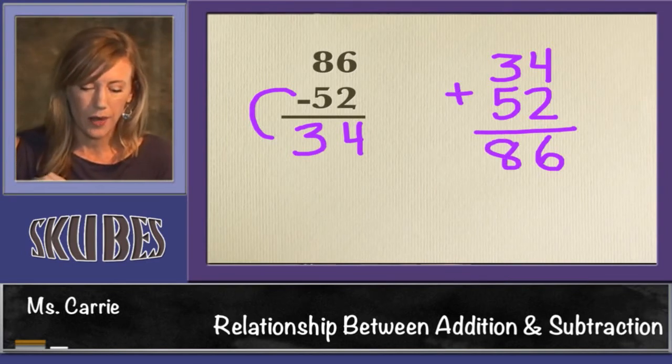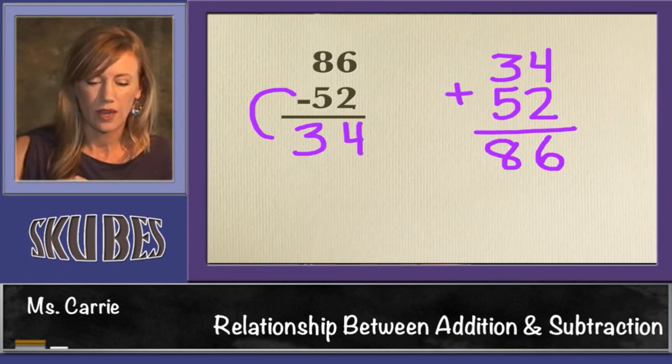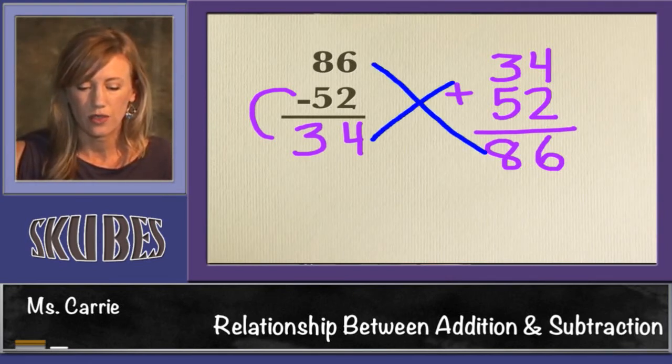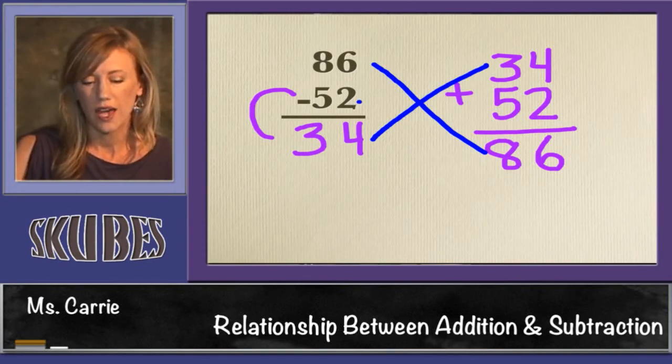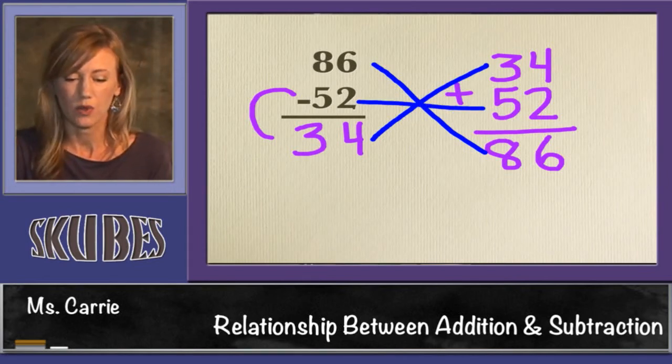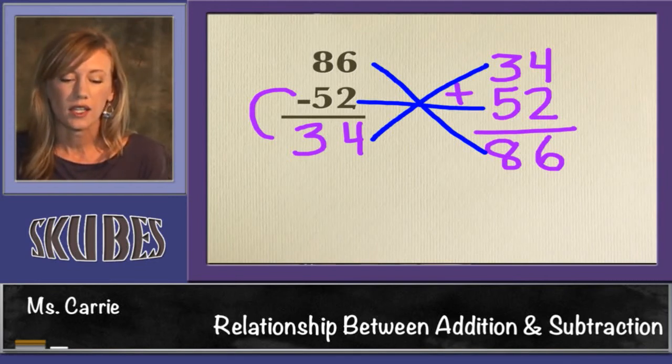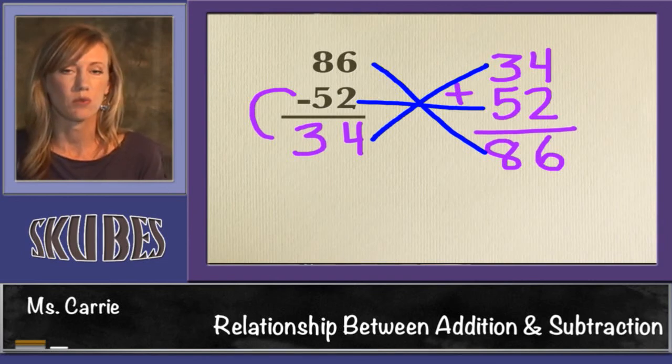Let's see if they match up. We have 86 and 86. We have 34 and 34. We have 52 and 52. Those numbers are all in the same fact family. That concludes our lesson today on the relationship between addition and subtraction.